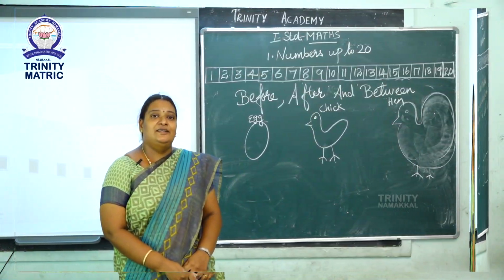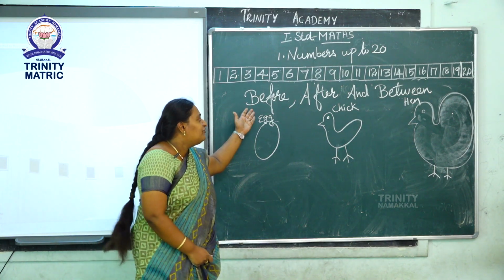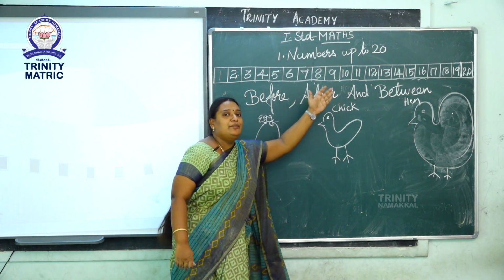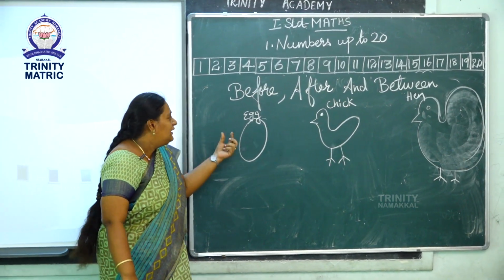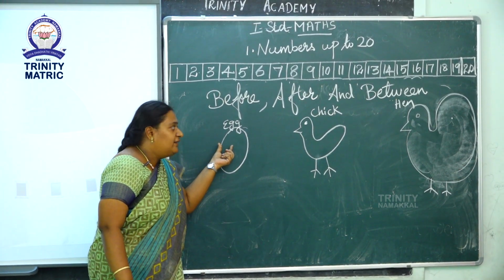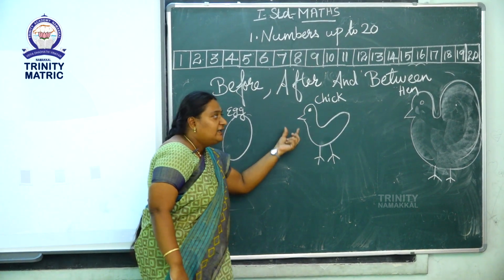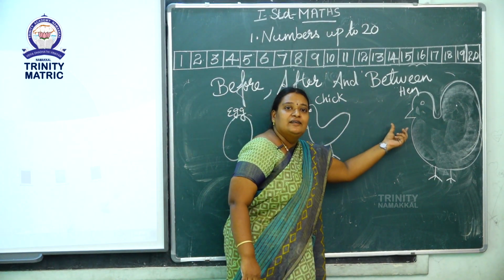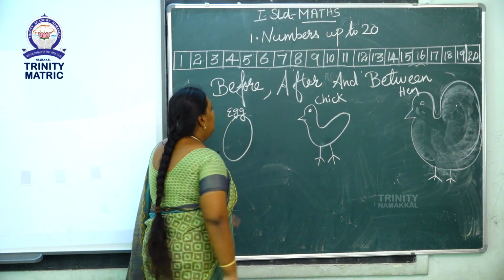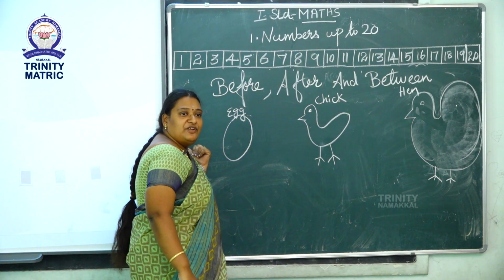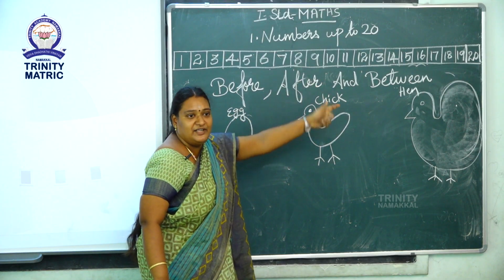Next children, we are going to see before, after and between numbers. For this I give you one example. What is this? Egg. This one chick, and after that it is hen. So the chick is between, egg is before and hen is after.